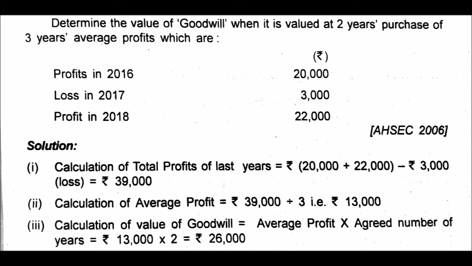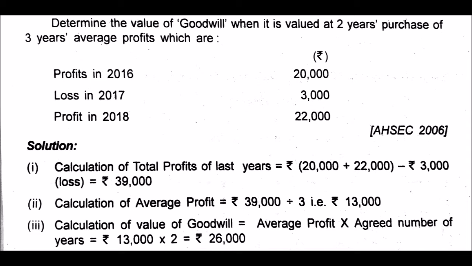If you look at the screen, it is there. It is also a very simple question. It says determine the value of goodwill when it is valued at 2 years purchase of 3 years average profits. So you have the 3 years profit given in the question. Profits in 2016, 20,000, loss in 2017, 3,000, again profits in 2018, 22,000. So the first step, calculate total profit of all the 3 years. So you have profit in 2 years, you have loss in 1 year.